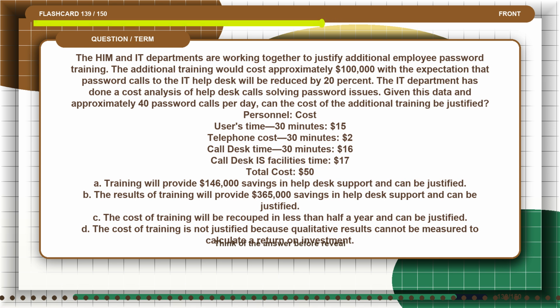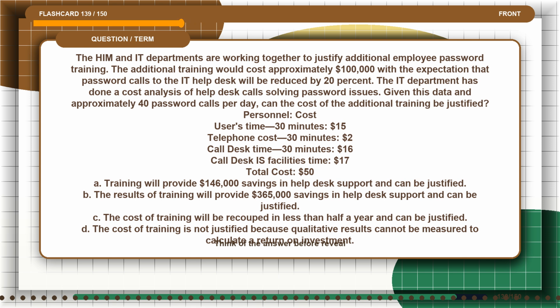Personnel cost: user's time, 30 minutes, $15. Telephone costs, 30 minutes, $2. Call desk time, 30 minutes, $16. Call desk facilities time, $17. Total cost, $50. A. Training will provide $146,000 savings in help desk support and can be justified.